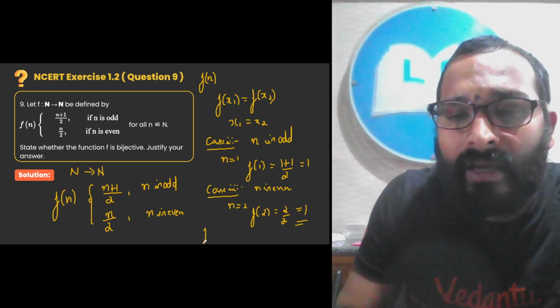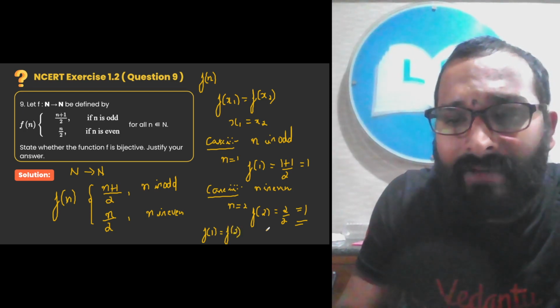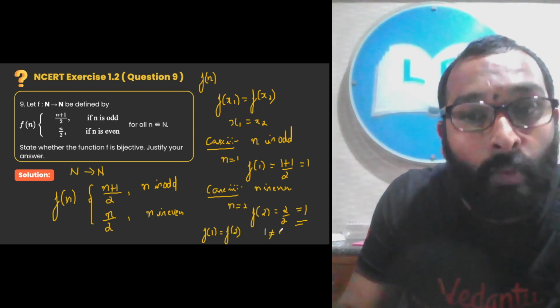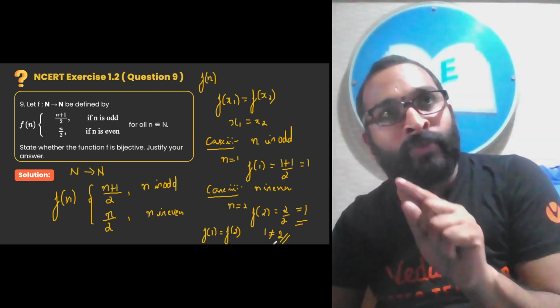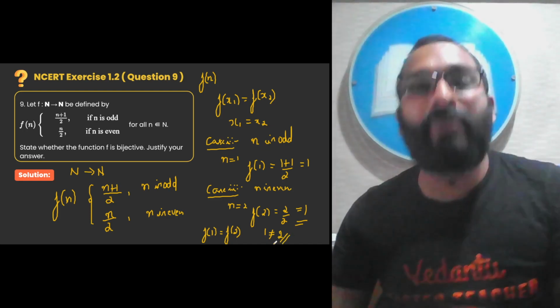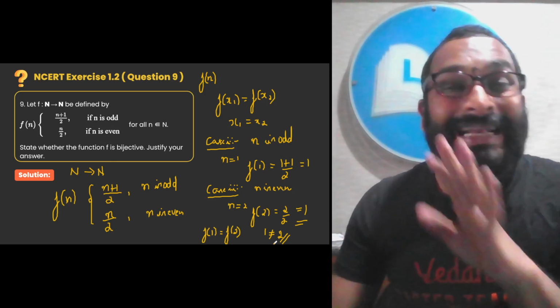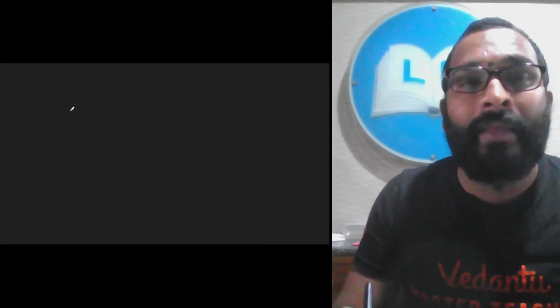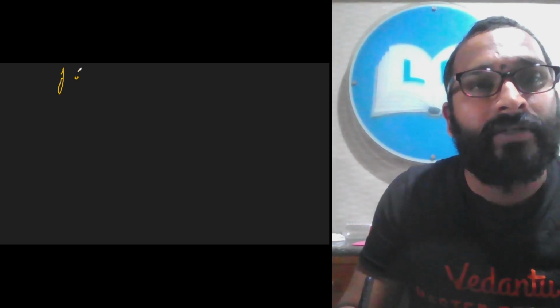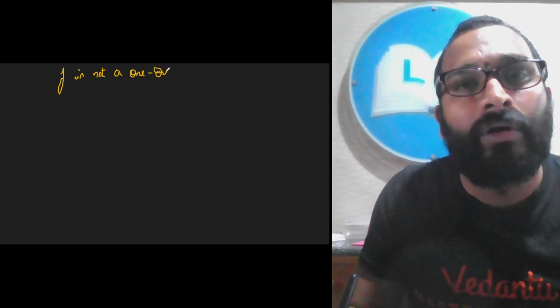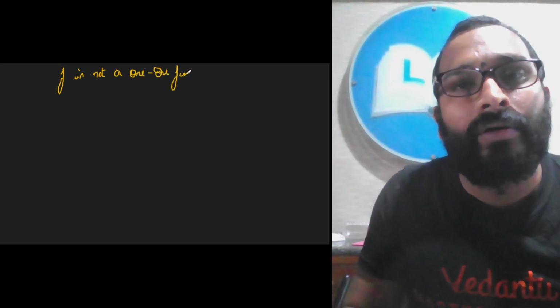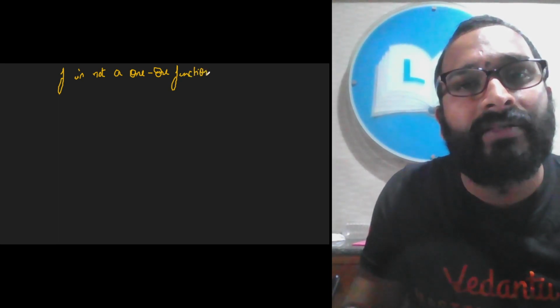Now look at this very carefully, children. F of 1 you're getting as f of 2. True, but is the value 1 equal to 2? No, 1 is not equal to 2, right, children? F of x1 is equal to f of x2, but x1 is not equal to x2. In that case, what do we conclude? It is not a 1-1 function. F is not a 1-1 function. Clear?